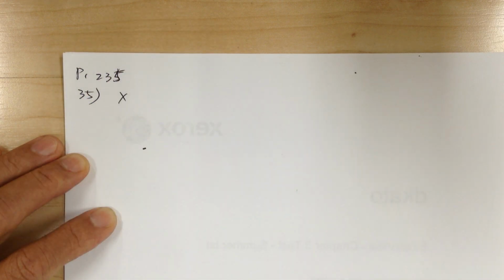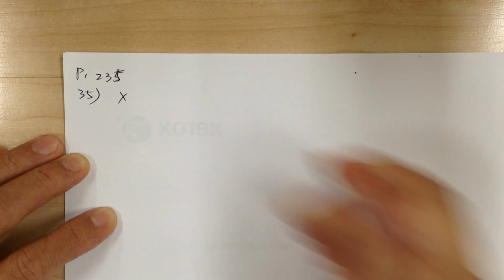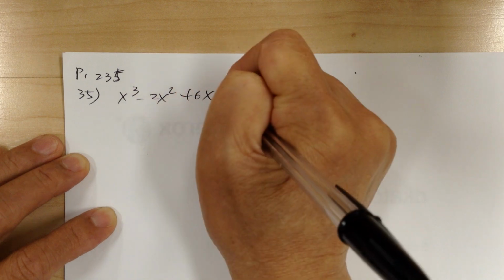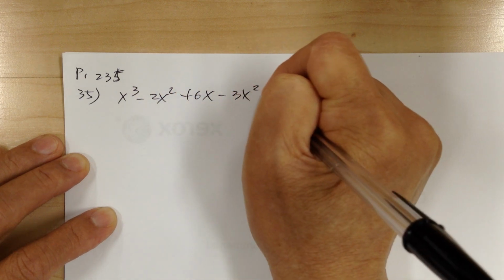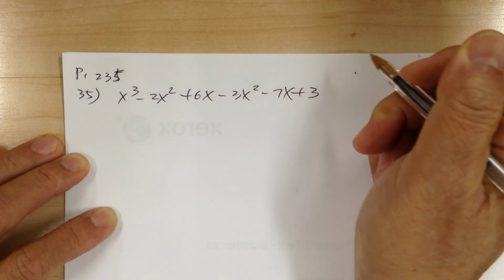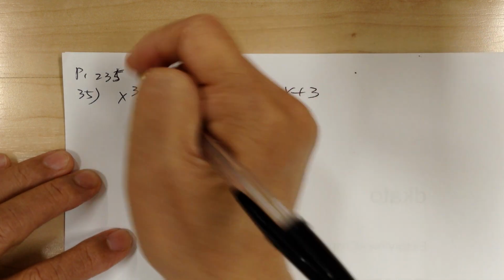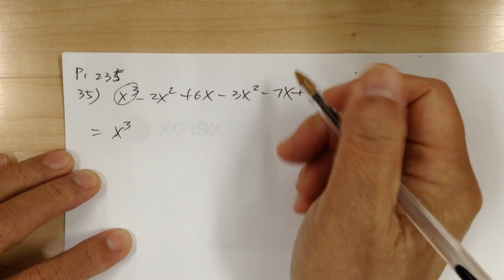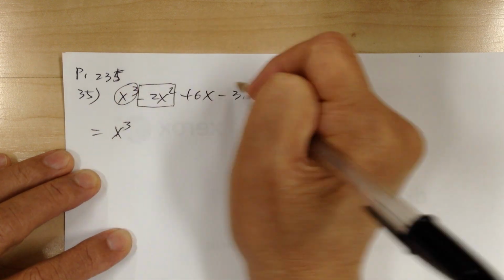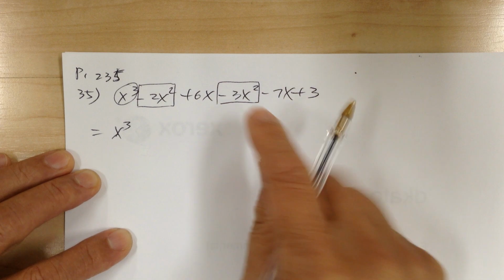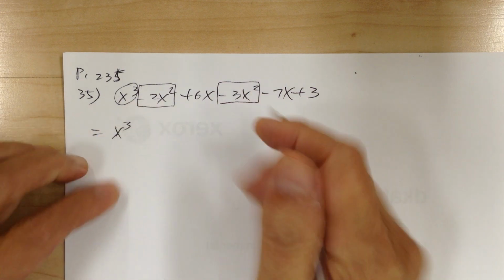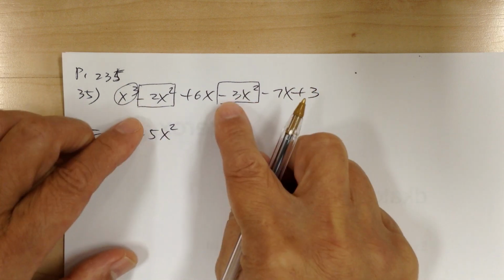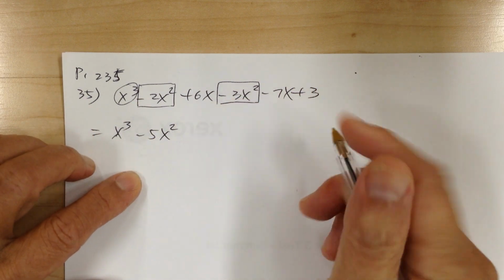You have x cubed. That's done right over here. x cubed minus 2x squared plus 6x minus 3x squared minus 7x plus 3. Okay, so that's going to start with the highest degree. So that's the x cubed. So take care of that. Then you have the square here and the square here. So this will give me minus 5x squared. Again, same sign, you add the numbers together and you follow the sign of the higher number.